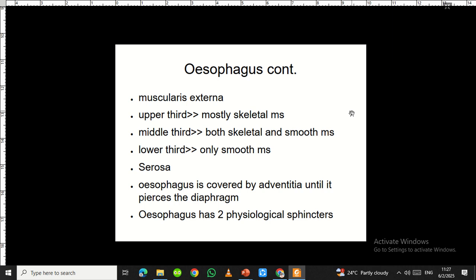And take note, the esophagus has physiological sphincters, not anatomical sphincters. Especially the lower esophageal sphincter, it's not an anatomical, it's a physiological sphincter. Right. So that is what is important when it comes to the esophagus histology.